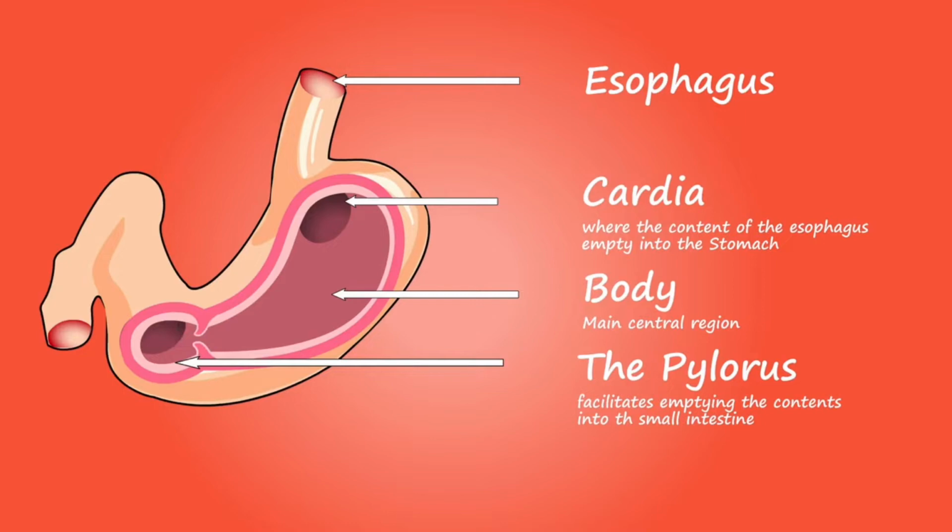Each of the openings, the cardiac and the pyloric, has a sphincter muscle that keeps the neighboring region closed, except when the food is passing through. In this manner, food is enclosed by the stomach until ready for digestion.